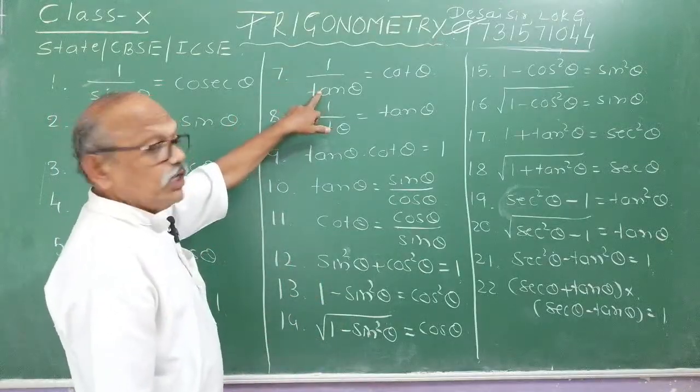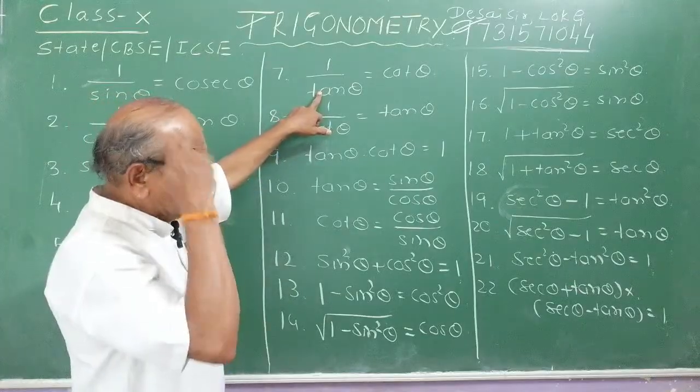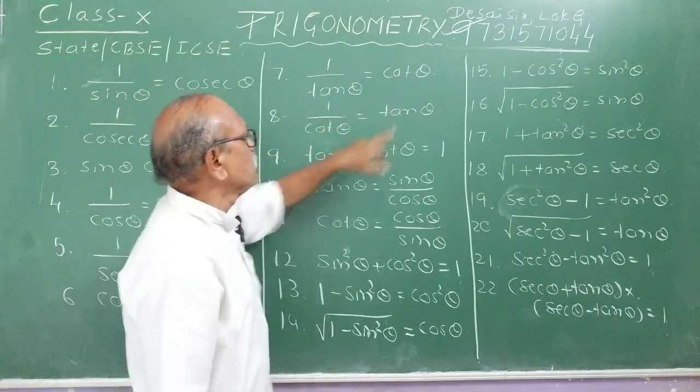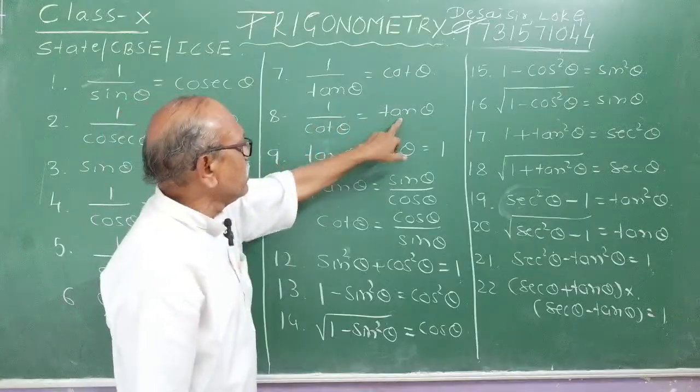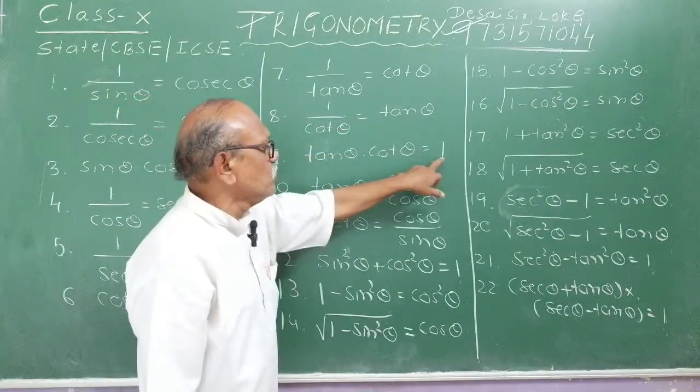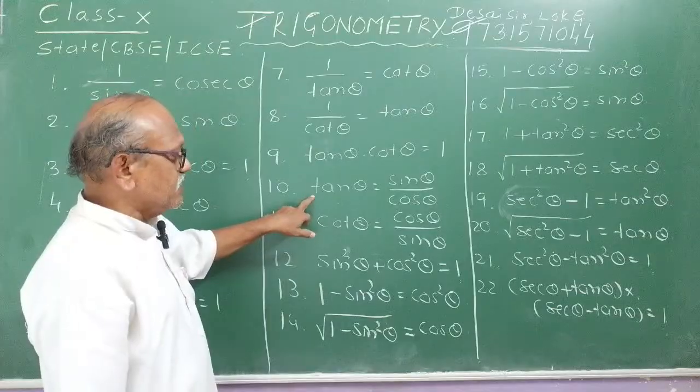1 upon tan theta, give numbers to them so that you can remember the numbers. 1 upon tan theta is cot theta. 1 upon cot theta is tan theta. Tan theta into cot theta is equal to 1. Now, tangent relations.